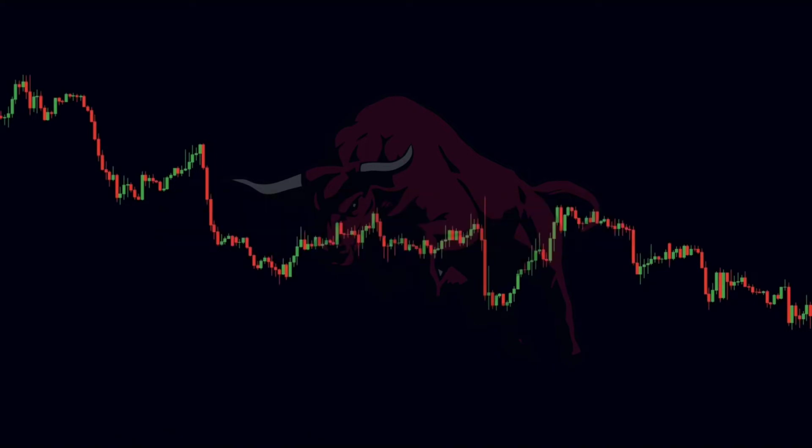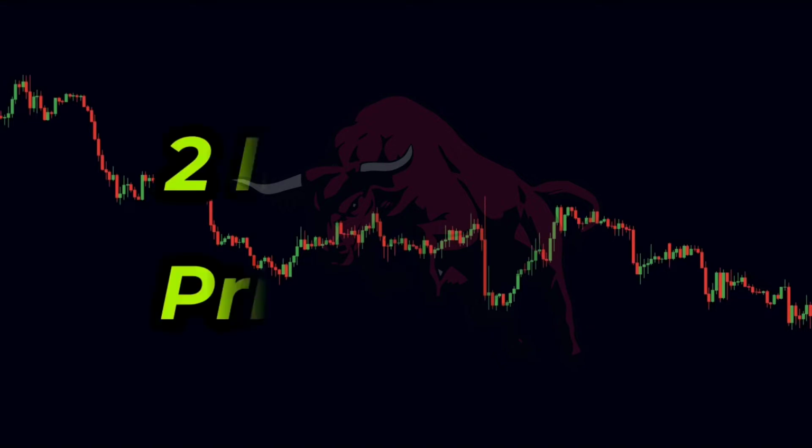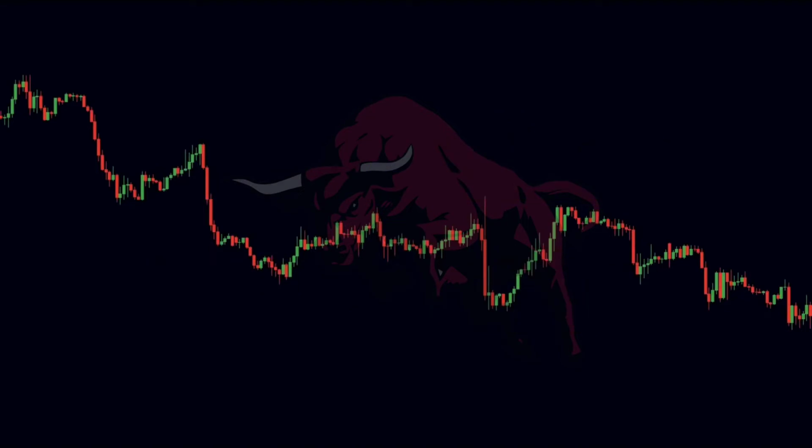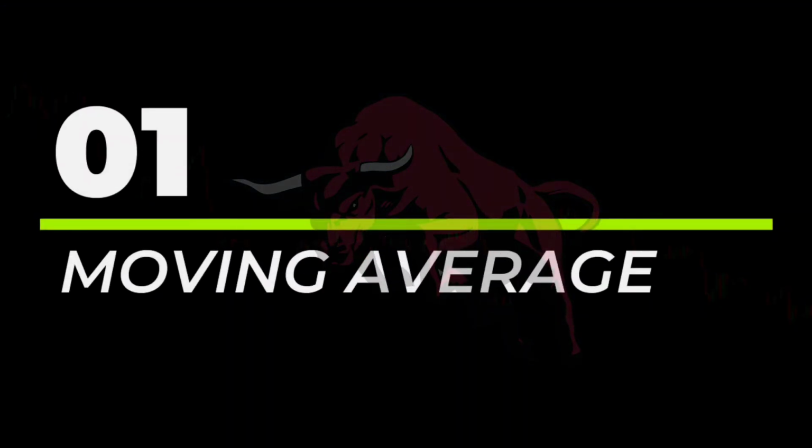Our job as traders will be to identify such corrective moves and trade in the direction of the trend. We will use two indicators in this strategy and combine them with price action to determine powerful pullbacks in the price. The first indicator is the moving average indicator.